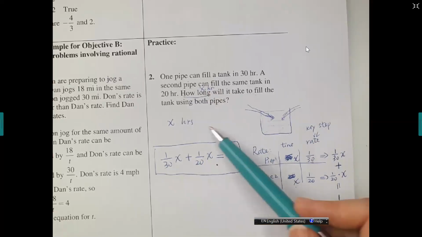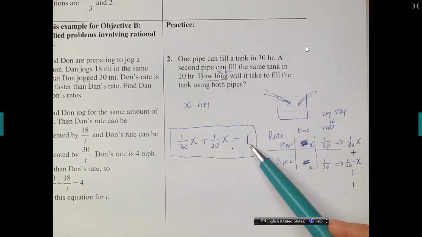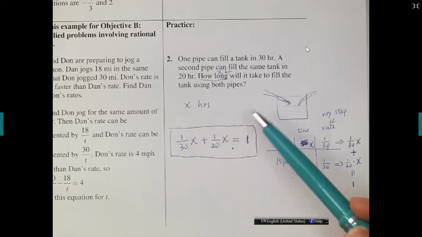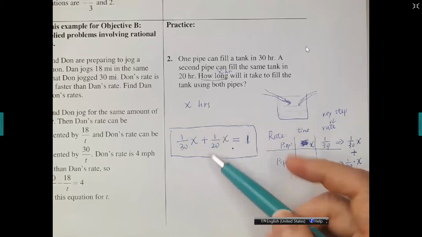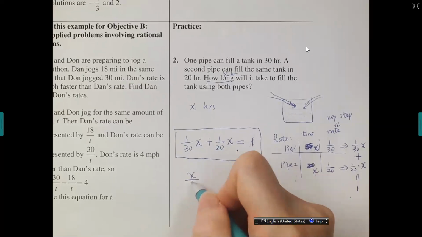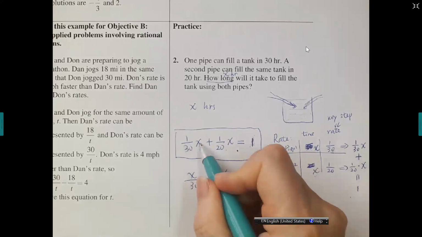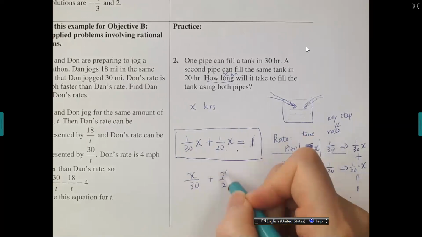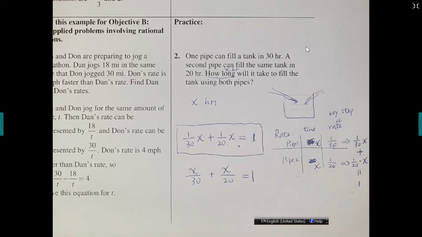And this is a typical rational equation. How do we solve the equation? Use what we learned before. There are 2 denominators. All right, so if you want, you can also write this as X over 30 plus X over 20, because 1 times X is X, equals 1. This one looks even more familiar.